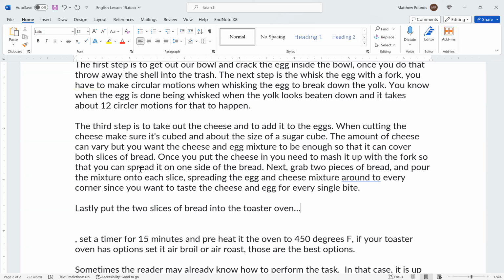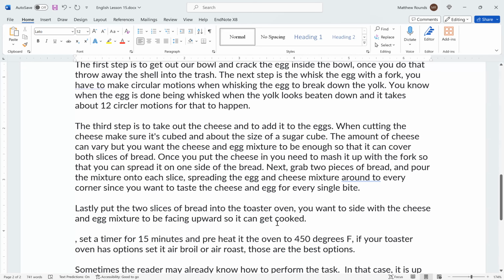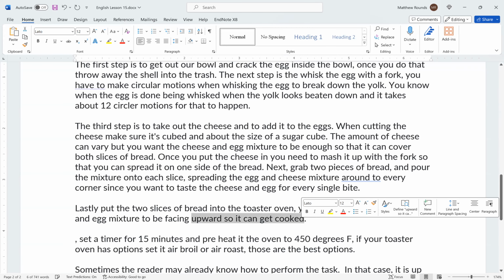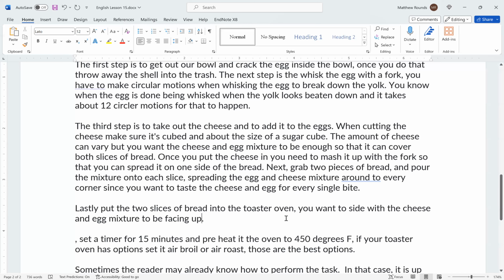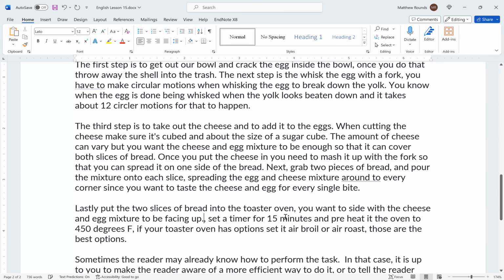Okay, I just typed it in the chat. Right. So you just have it facing up. You don't have to specify why. It's good. Set a timer for 15 minutes.